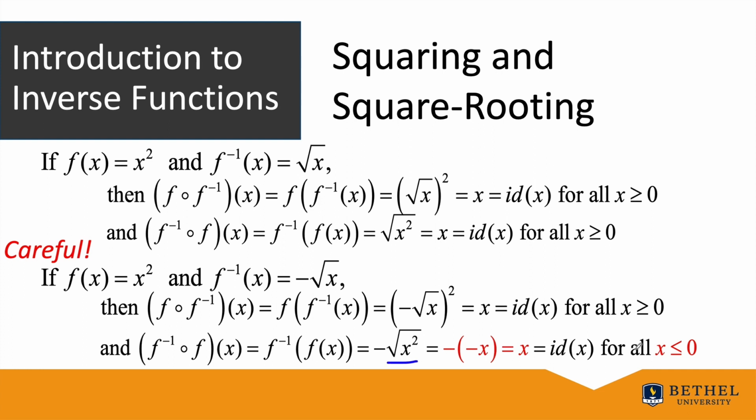The square root of x squared when x is less than or equal to 0 is actually negative x, which is a non-negative number. The two negative signs now cancel, giving us x, which is id of x for all x less than or equal to 0. It's quite tricky. Be careful.